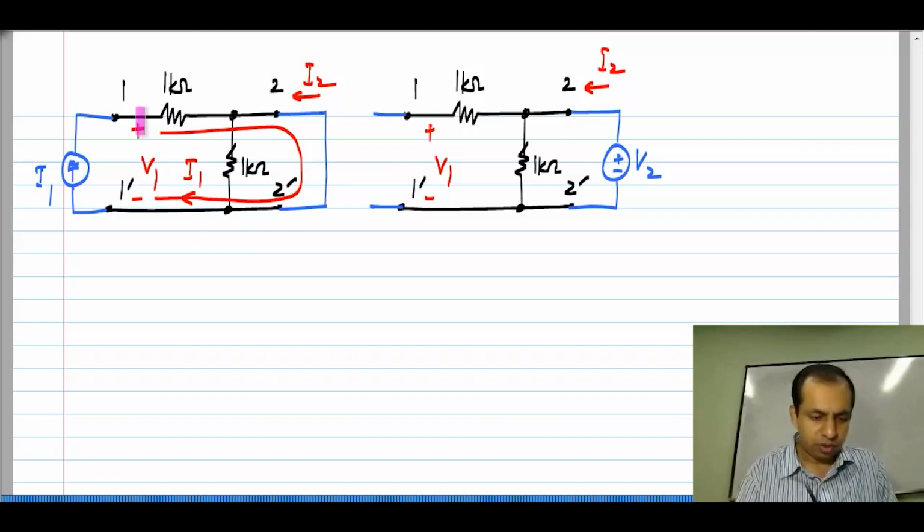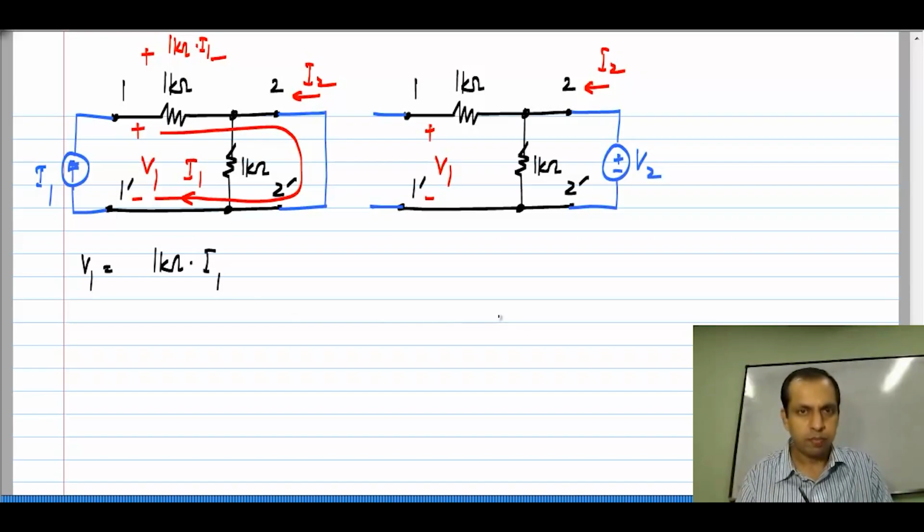So, this V 1 is nothing but the voltage drop across this 1 kilo ohm resistor, which is 1 kilo ohm times I 1. After that we have a short circuit. So, V 1 is 1 kilo ohm times I 1, and I 2 you can see that it is simply the opposite of this current I 1. So, I 2 is minus I 1, and from these two what do we get?